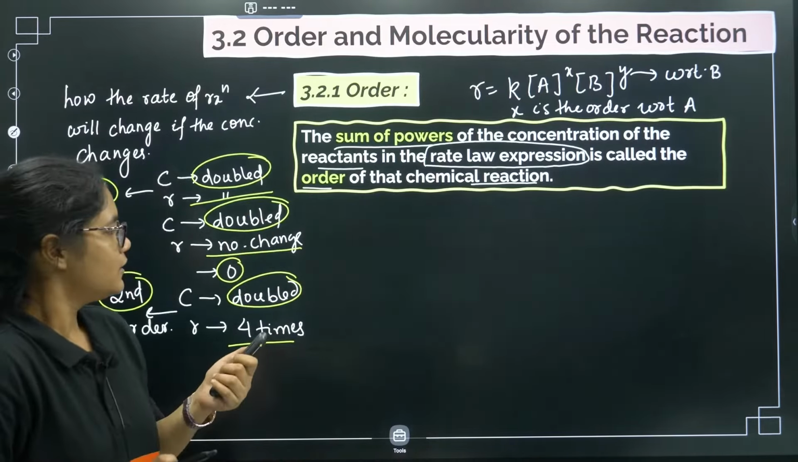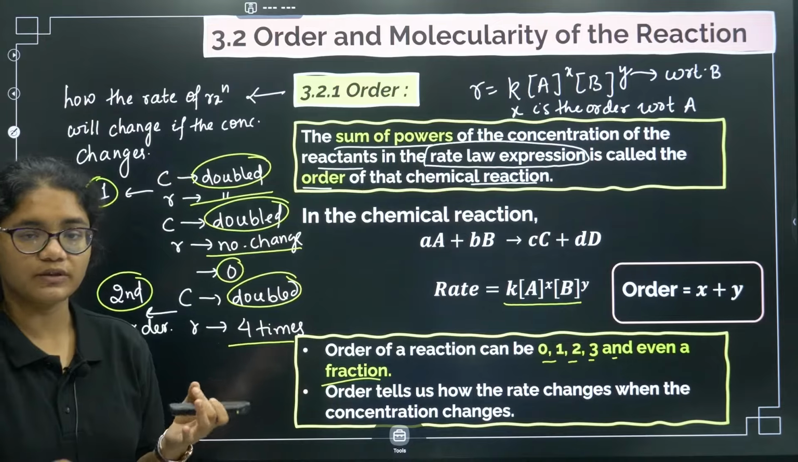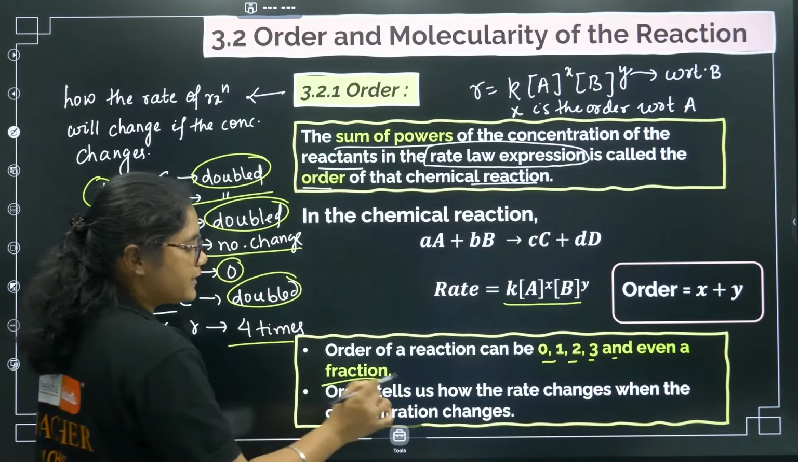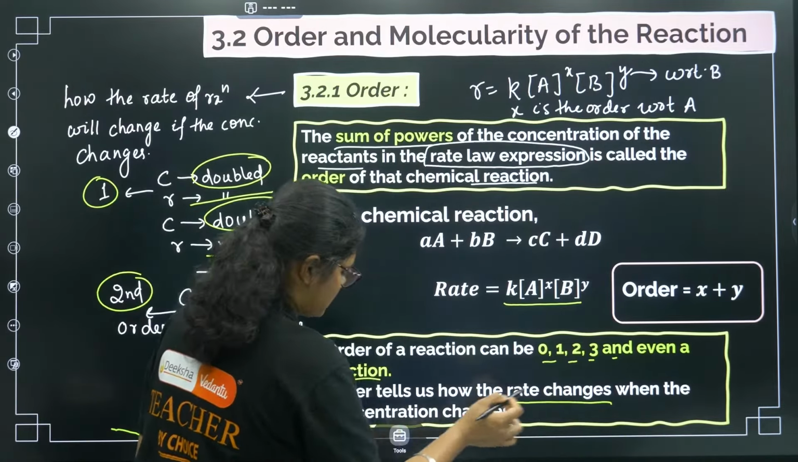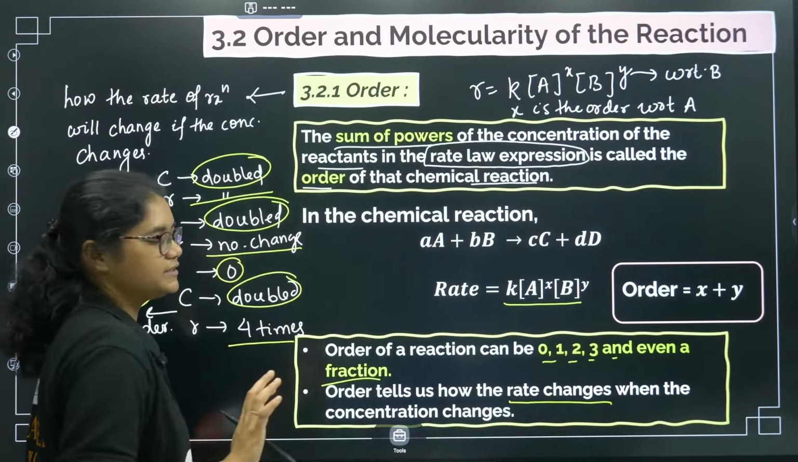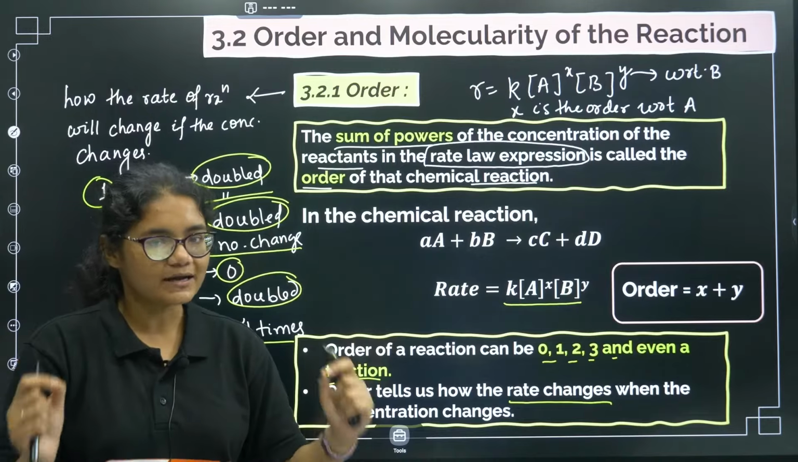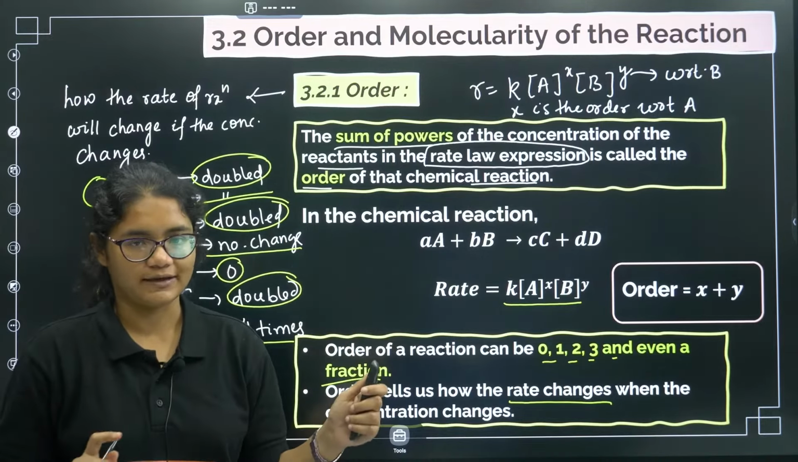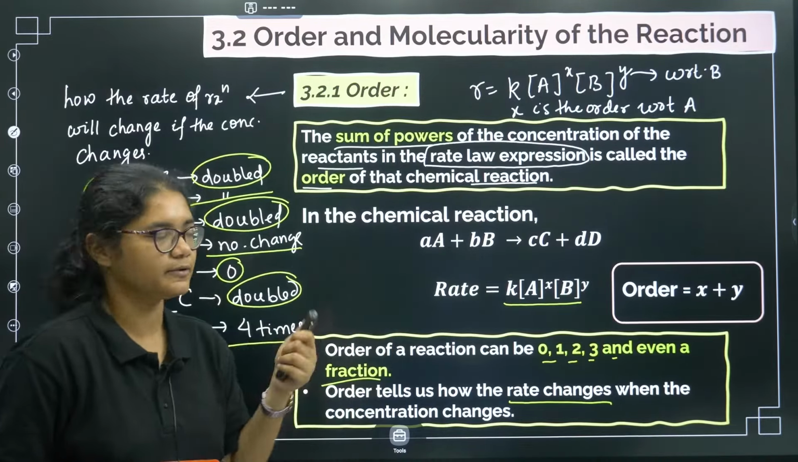Next, the order of a reaction can be 0, 1, 2, 3 and even a fraction. So order can be anything, 0, 1, 2, 3 or even a fraction. Now order tells us how the rate changes when the concentration changes. If you change the concentration, the rate will change. If you increase the concentration, the rate will increase. But how much it will increase, how the change will happen, is given by the order of the reaction. Very, very important concept.